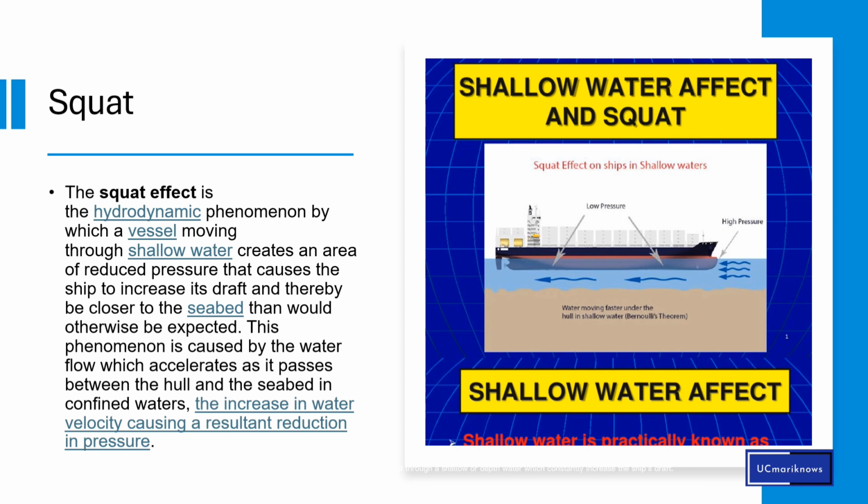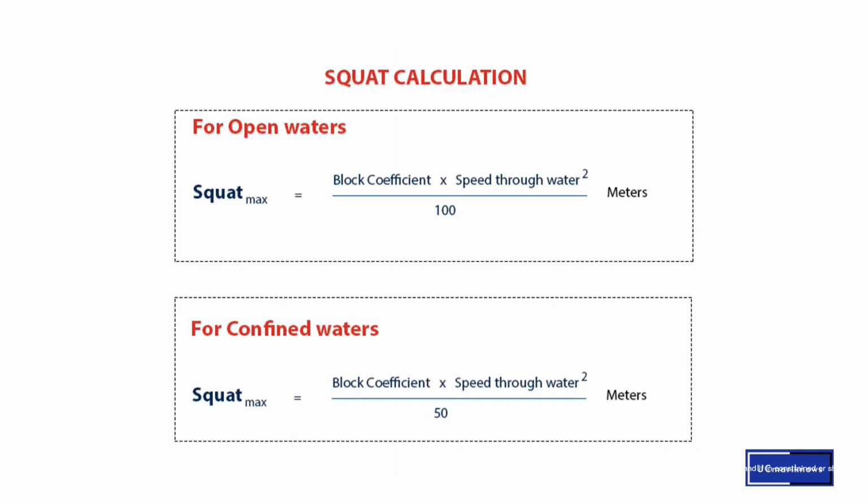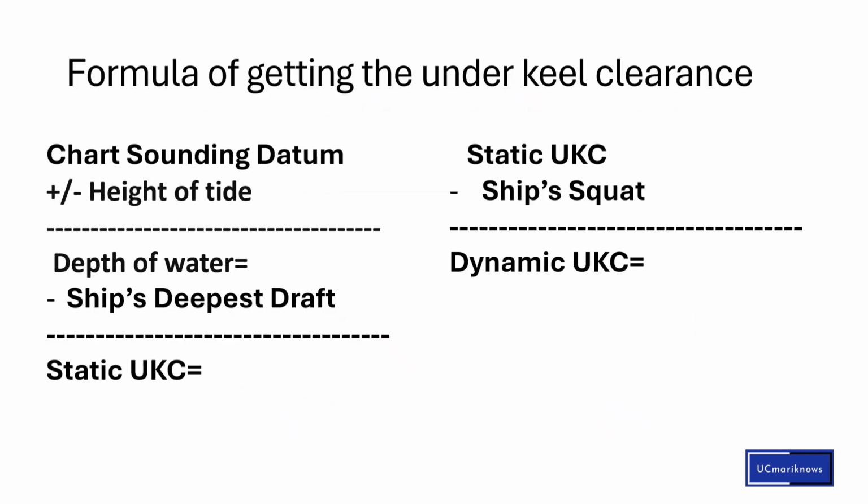The squat is simply the hydrodynamic effect of the ship's speed through shallow or deep water, which constantly increases the ship's draft. Squat is calculated depending on the depth of water where it moves. In deep water, squat is calculated by multiplying the block coefficient, or the volume of the submerged portion of the ship, by the ship speed squared and dividing it by 100, and if in constrained or shallow water, divided by 50 only. Now, after learning every detail, let's go to the formula of underkeel clearance.